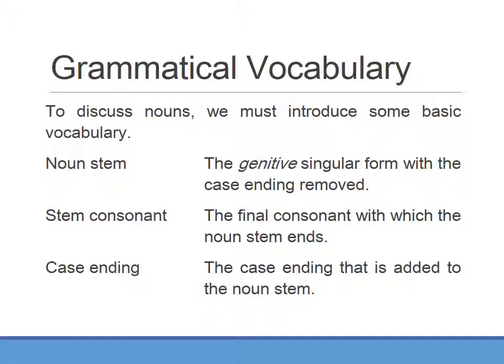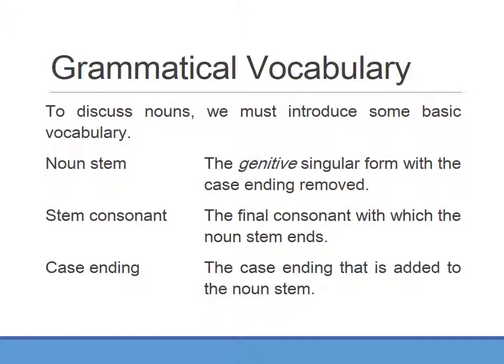We need to clarify a few small points about vocabulary, grammatical vocabulary in particular. In first and second declension nouns, we were dealing with nouns that had stems ending in a vowel, either an O-class vowel for the second declension or an A-class vowel for the first declension. Third declension nouns have stems that end in a consonant. So our vocabulary changes a little bit.